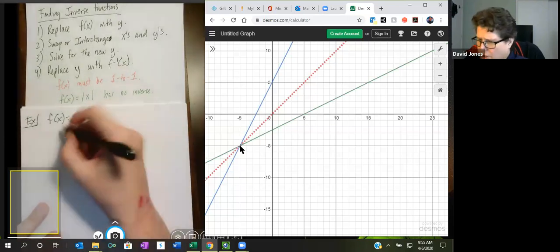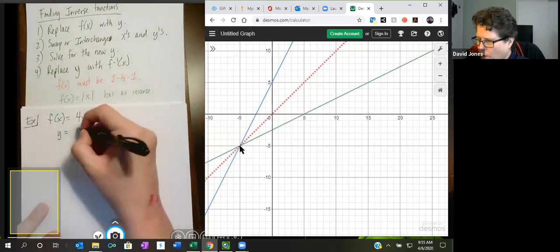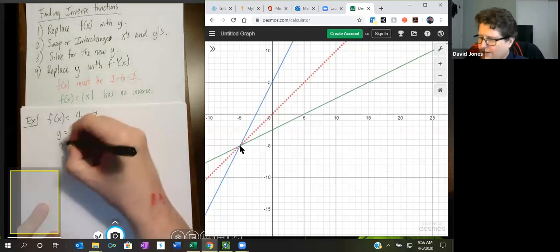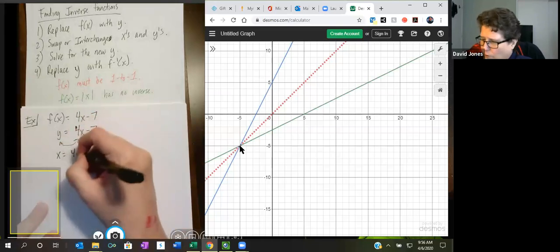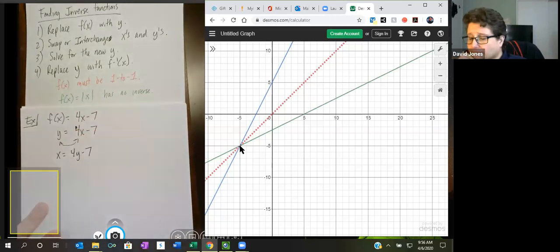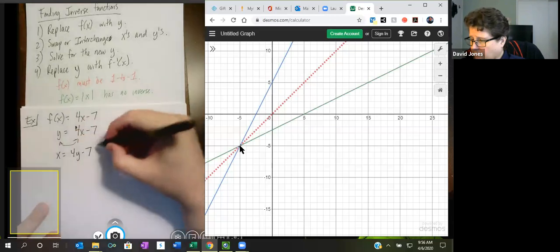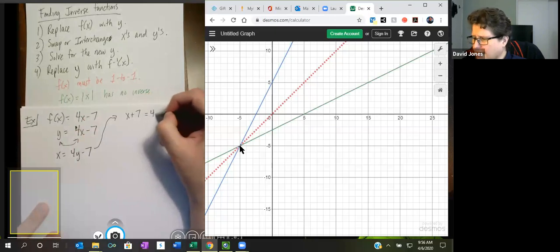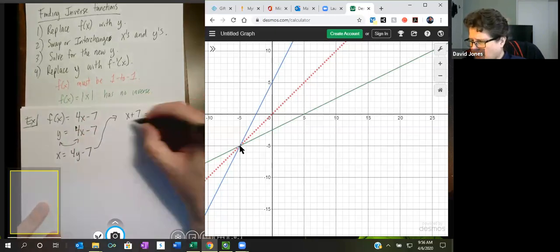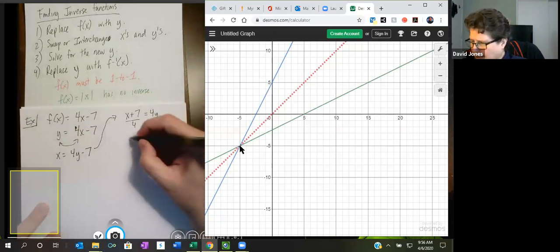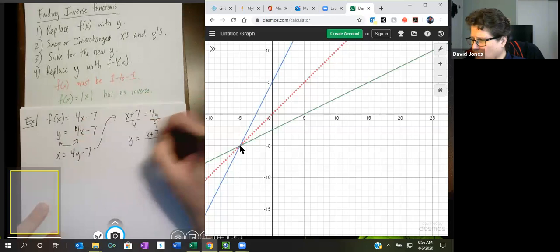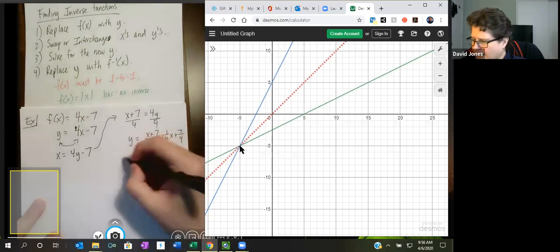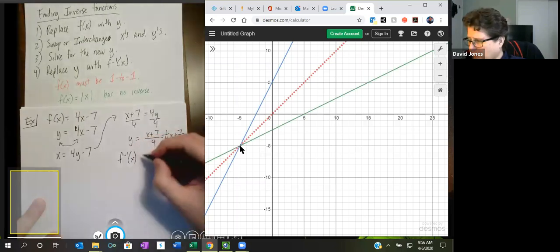Okay. So step one, we replace f of x with y. Then we interchange x's and y's. x equals 4y minus 7. I add 7 to both sides and I get x plus 7 equals 4y. I divide both sides by 4. And I get y equals (x plus 7) over 4. If you like, 1/4 x plus 7/4. And finally, we replace y with f inverse of x.